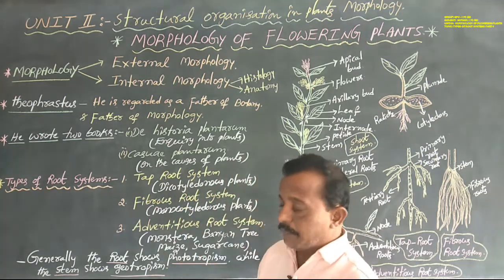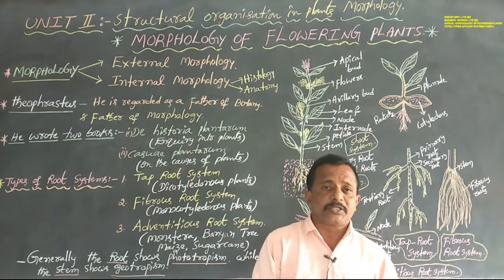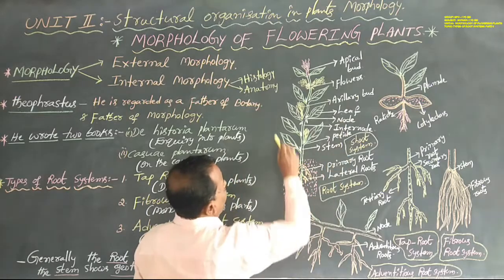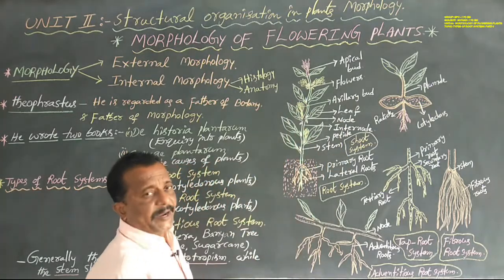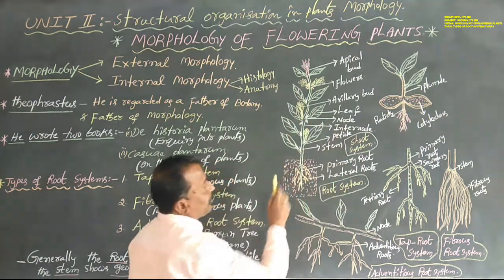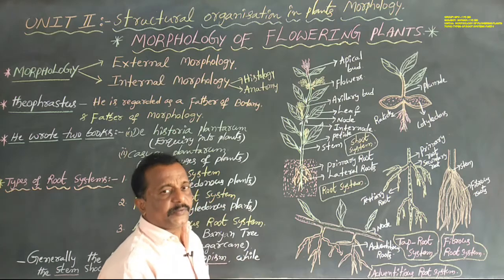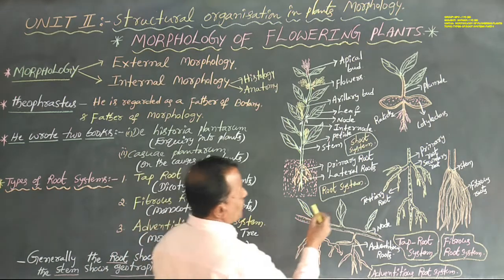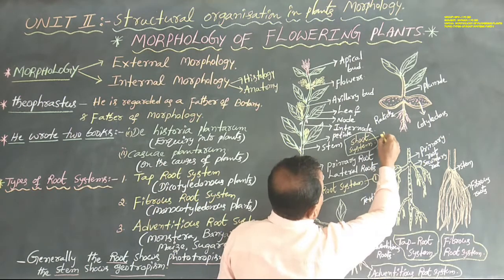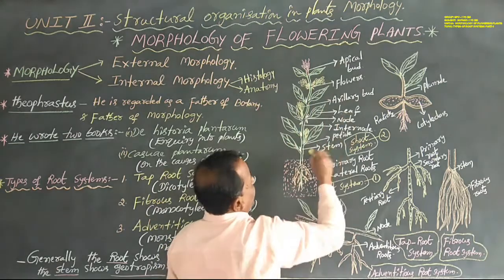Next, coming to types of root systems. Dear students, this is one typical angiospermic plant. In general, the plant body consists of mainly two parts. The first part is the root system, and the second part is the shoot system. This is the root system, and this is the shoot system.